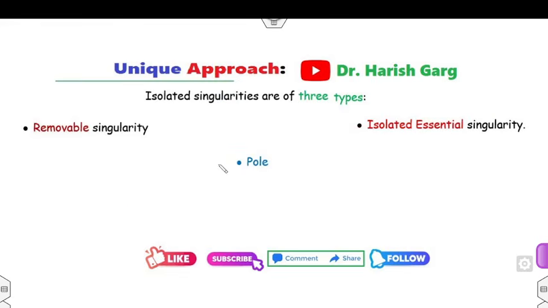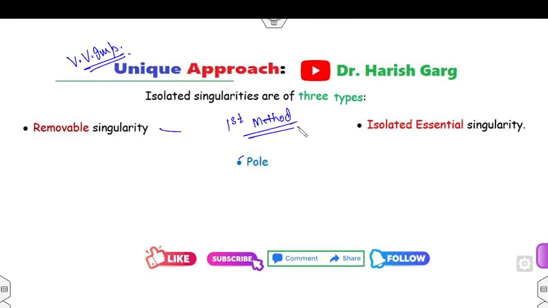Isolated singularity is again divided into three categories, and this is the backbone of today's lecture. They are removable, pole, and essential. Every time in the examination, a question will be asked from these topics. Now you can check the removable singularity. I will tell you two different methods.